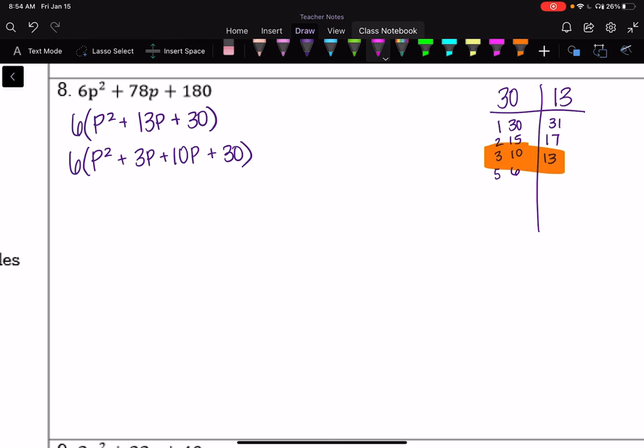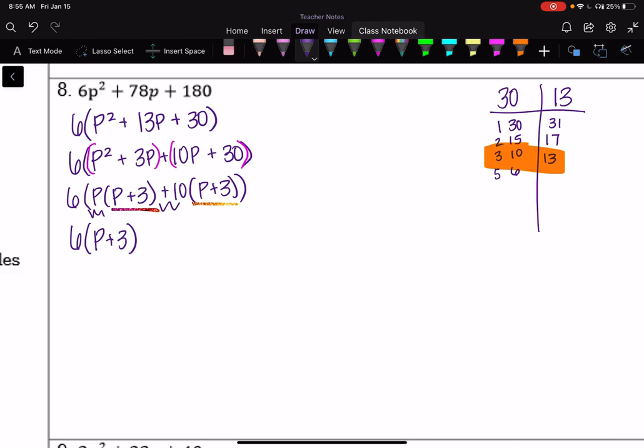Since there's no negative signs in this group, I'm not going to rewrite it to group it. I'm just going to throw in my parentheses since there's already a plus in the middle. Now I will take out a GCF. My first GCF is P. It leaves me with P plus 3. My second GCF is 10 and leaves me with P plus 3. My funny GCF that I'll factor out now is P plus 3, and that leaves me with P plus 10.